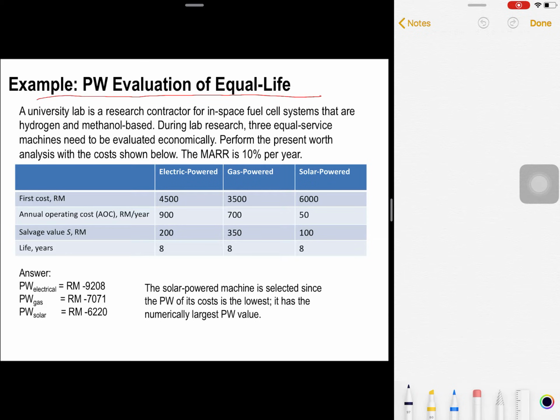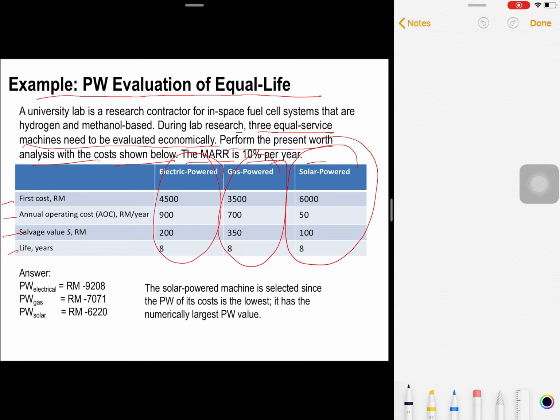Okay, this is a case study of a university lab with a research contractor for in-space fuel cell systems that are hydrogen and methanol based. During lab research, 3 equal service machines need to be evaluated economically. Perform the present worth analysis with the costs shown below. The MARR is 10% per year. So we have electric powered and gas powered. These are the figures: the first cost, the annual operating cost, the salvage value, and the life. Sorry, we have another, solar power. So we'll be comparing between three alternatives here.